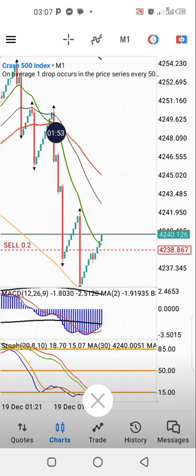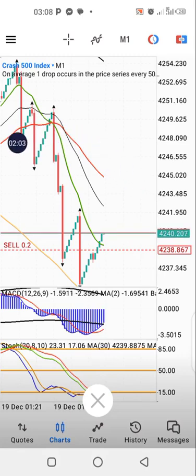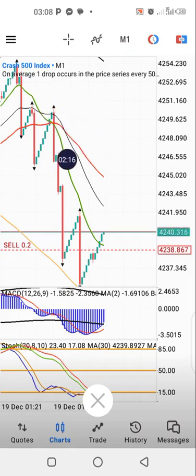So what I'm using is these three moving averages, not these ones. These two are not part of it. Once you see this red moving average and this black moving average cross over the green moving average, it's time to sell when you are dealing with Crash. You can use this strategy for Crash and Boom. You can use it for any pair at all, both gold, currency, whatever you are trading.